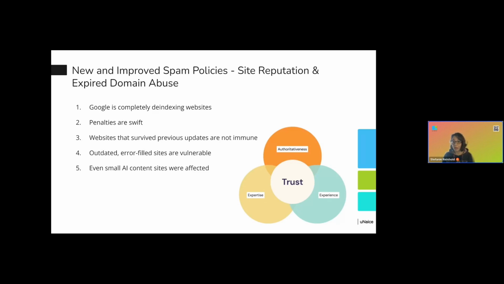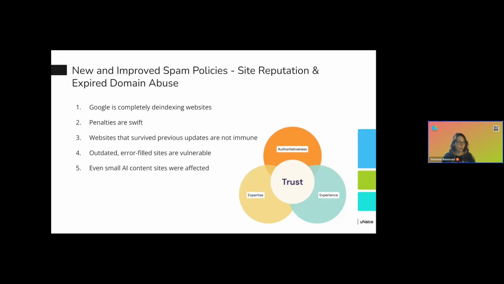The penalties are swift and were swift. So what is very notable about this core update this time around is that the penalties were very hard and very fast. So if your web page is still on Google, you're fine for now. Because if you were hit, you would know by now. There's no way around that. If you were hit, you would know, because you wouldn't be found anymore. Your traffic would be down to zero right at that moment.